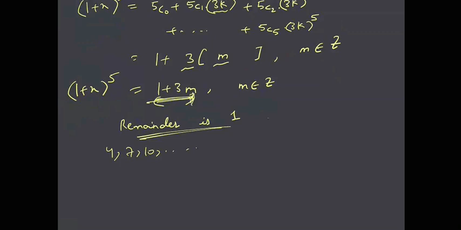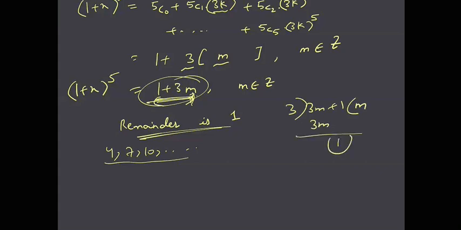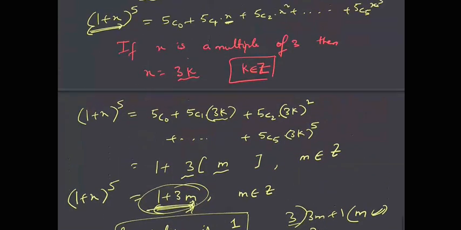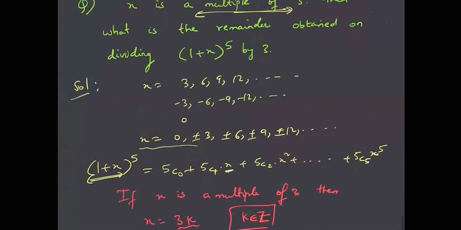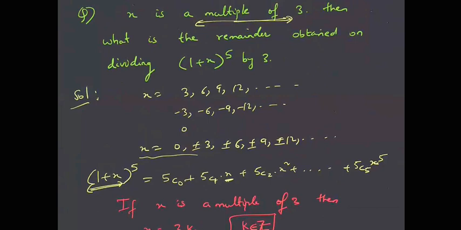If you put the values of m as 1, 2 and 3, you will get these numbers. So if you divide 3m plus 1 by 3, you can see that 3m is divisible by 3 and we get 1 as remainder, m as quotient. So 3m plus 1, if you divide by 3, you will get 1 as remainder. So the answer is 1. This is the way in which binomial theorem will prove helpful to us while solving problems.